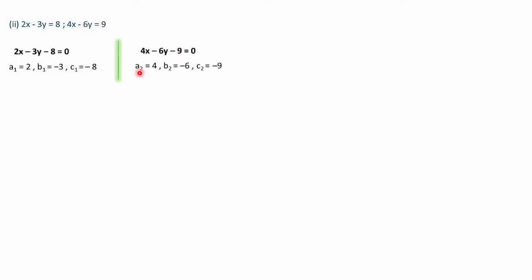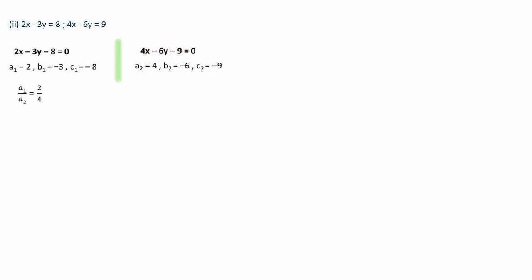Next we shall discuss question number 2. 2x minus 3y is equal to 8, 4x minus 6y is equal to 9. Here also on the right side there is a term 8, we have to bring it to the left side. Here also 9 is on the right side, we have to bring it to the left side. So the equations in standard form are 2x minus 3y minus 8 is equal to 0. From here a1 we can write 2, b1 is minus 3, c1 is minus 8. Then the next equation in standard form is 4x minus 6y minus 9 is equal to 0. Plus 9 we are taking to the left side. From here we can write a2 is 4, b2 is minus 6, c2 is minus 9.